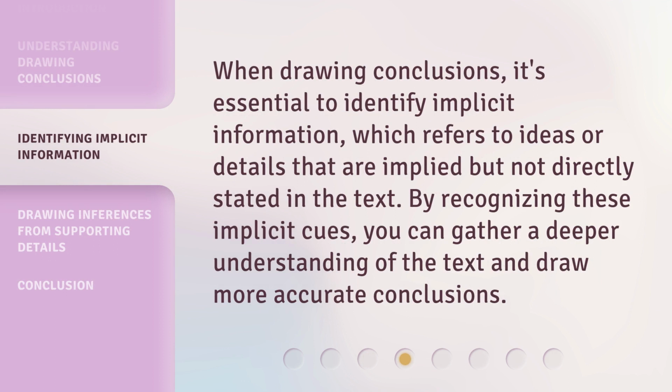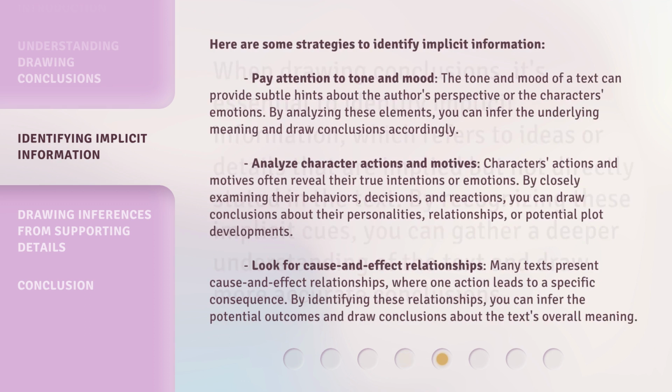When drawing conclusions, it's essential to identify implicit information, which refers to ideas or details that are implied but not directly stated in the text. By recognizing these implicit cues, you can gather a deeper understanding of the text and draw more accurate conclusions. Here are some strategies to identify implicit information.